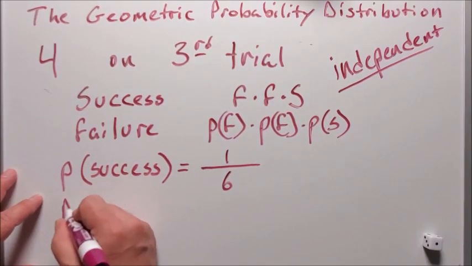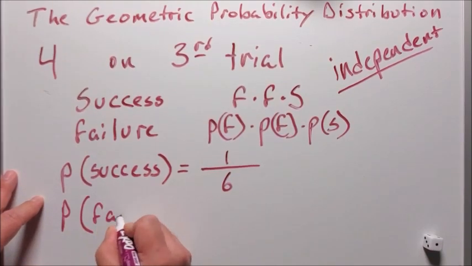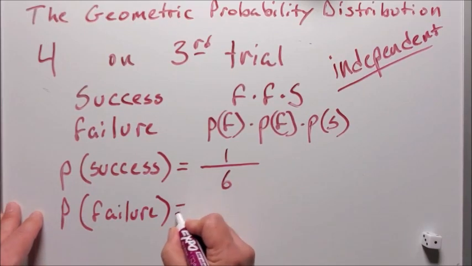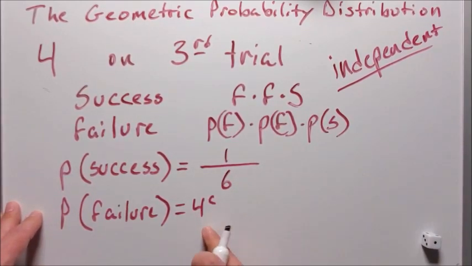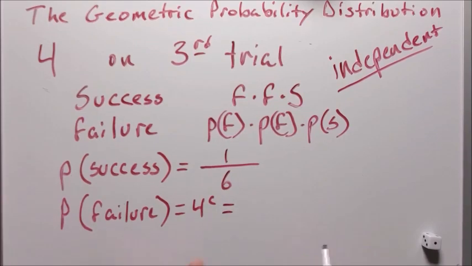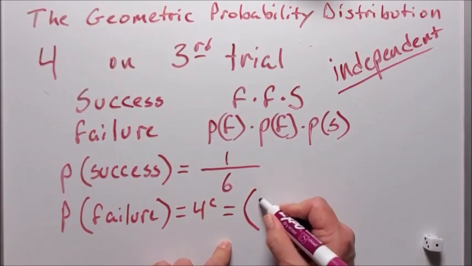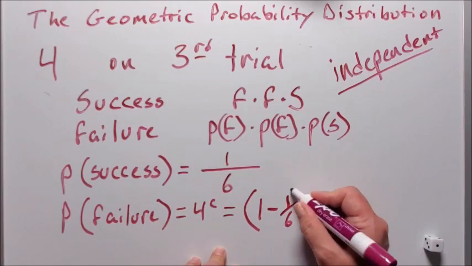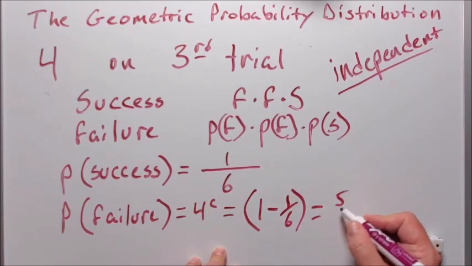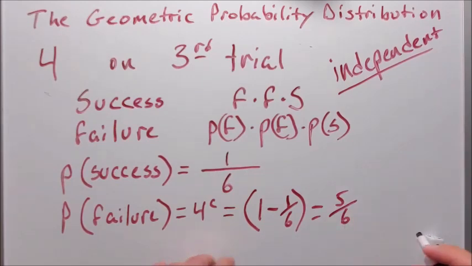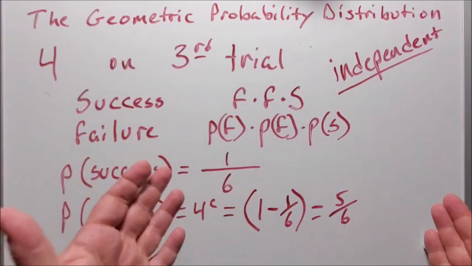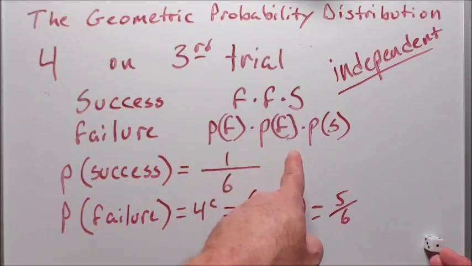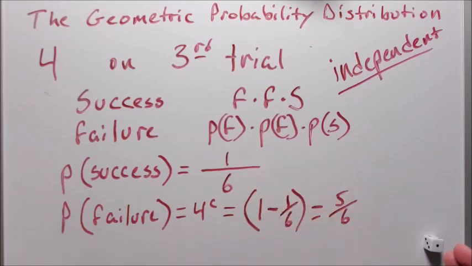The probability of failure, which is going to be 4 complement, if I want to put it in those terms, is actually the whole sample space minus the probability of success. So that's going to give us 5/6. So that means that the answer to our question is pretty easy. I think we can do that right now. We're going to have the probability of failure times the probability of failure times the probability of success.